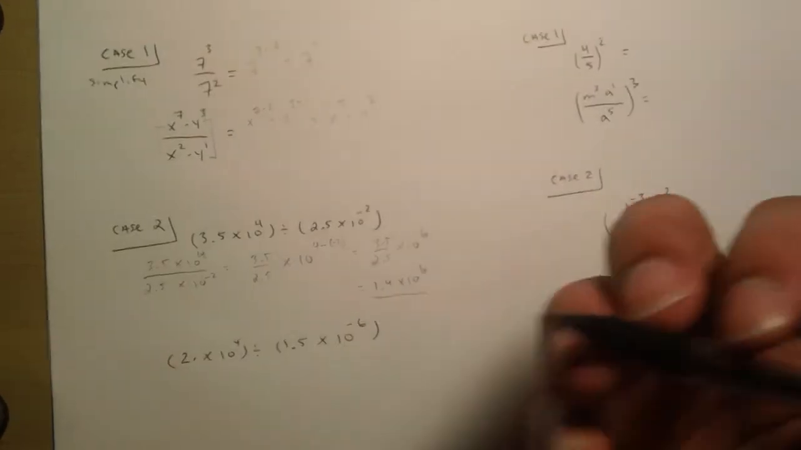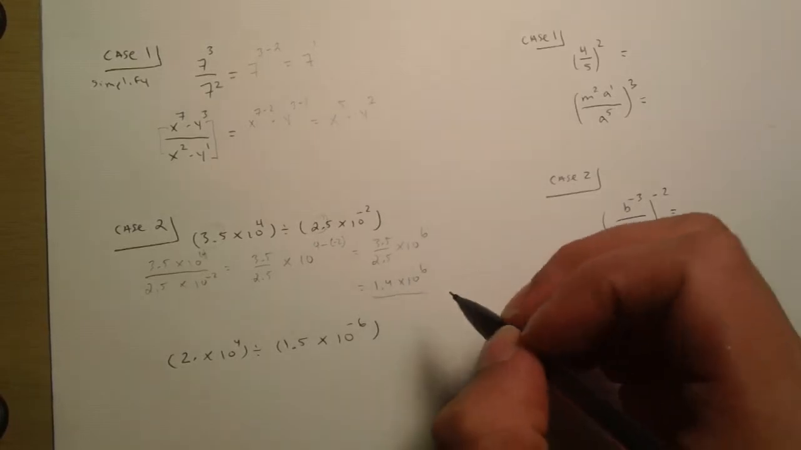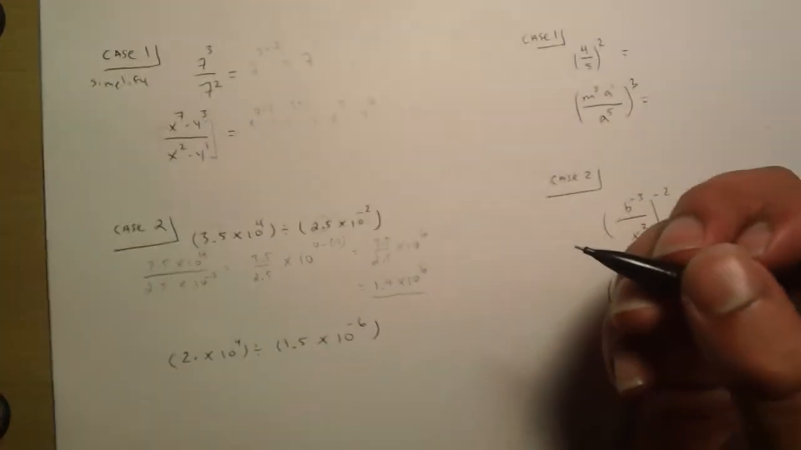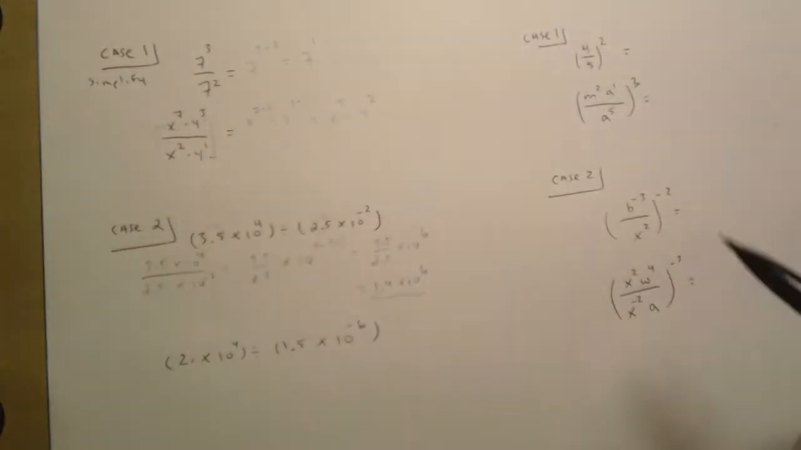Okay, so it's asking you to simplify each quotient, and then write it in scientific notation. So it's pretty much what we're looking for here. You're just applying the quotient rule.